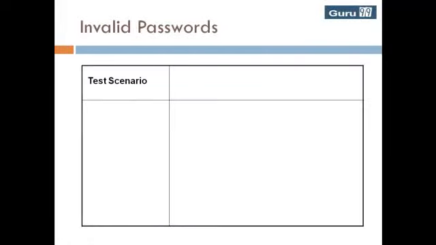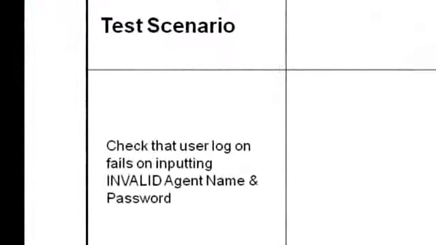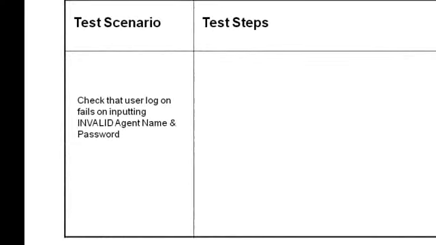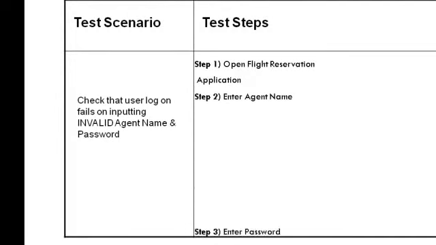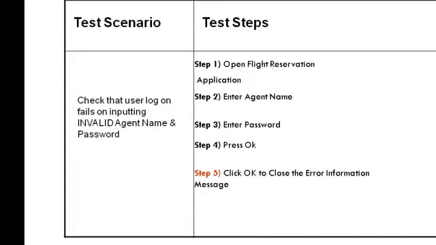Let's check out a new scenario to check that user logon fails on entering invalid username and password. The first four steps will remain the same, that is, open flight reservation application, enter agent name, enter password, click OK. The difference would be step number 5, click OK to close the error information dialog box. Step number 6, close the logon dialog box.